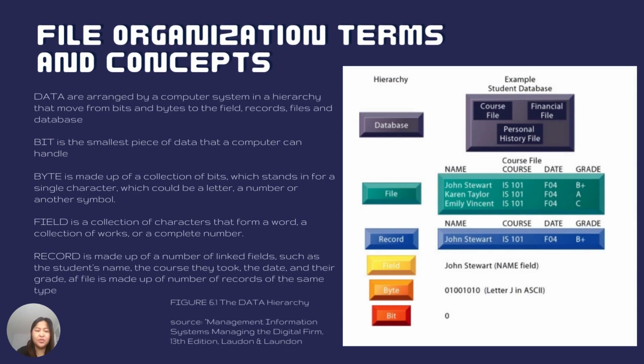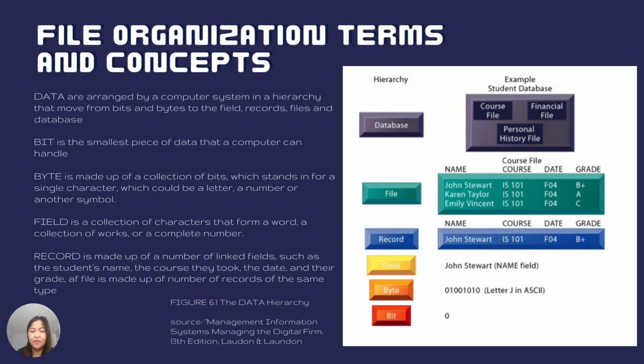File organization terms and concepts. You can see Figure 6.1, which clearly illustrates a data hierarchy. The data are arranged by a computer system in a hierarchy that moves from bits and bytes to the field, records, files, and database. You can see the illustration from the bottom.